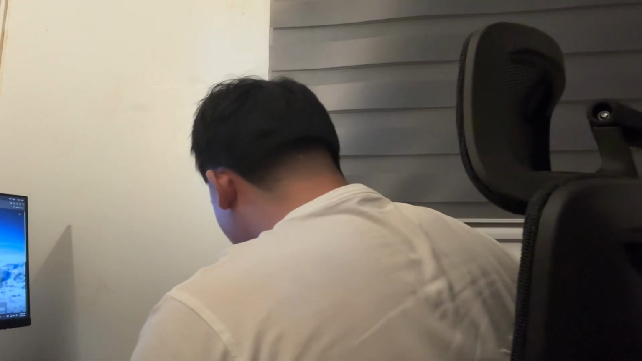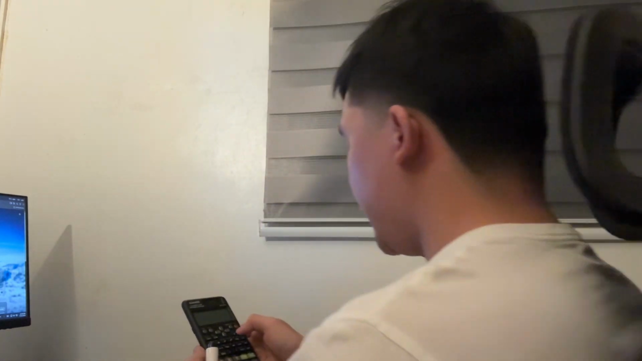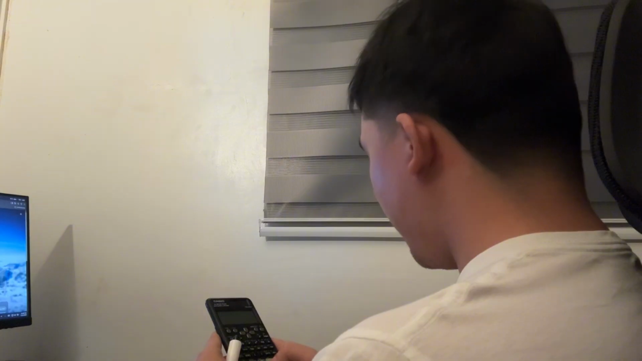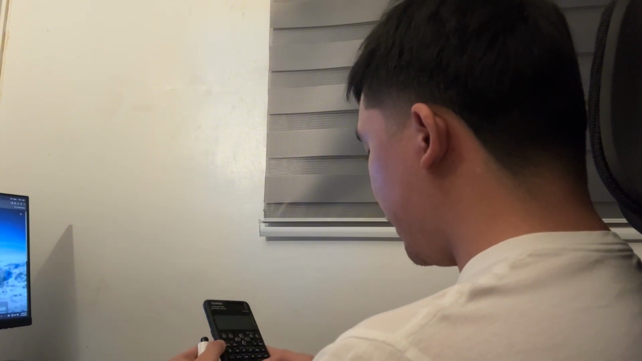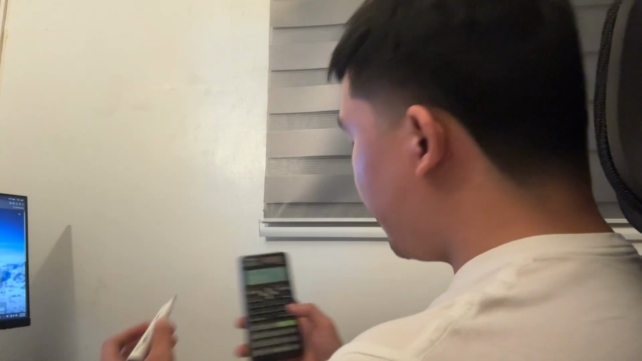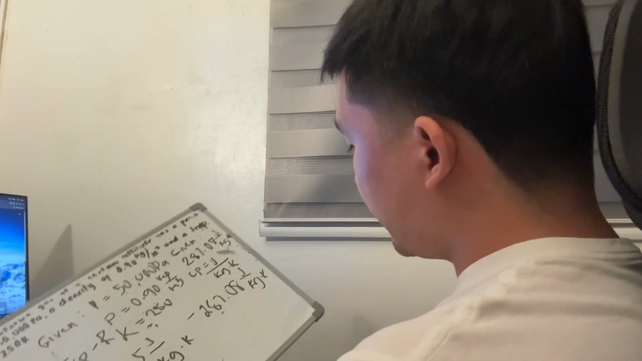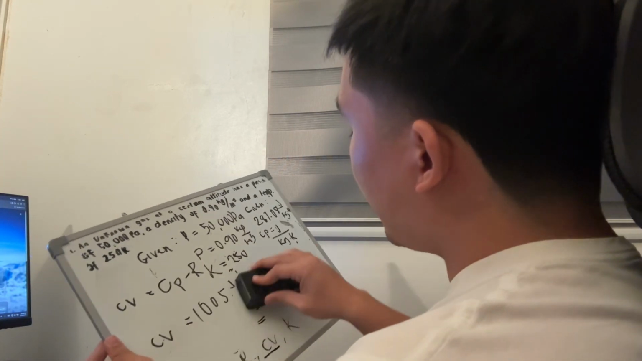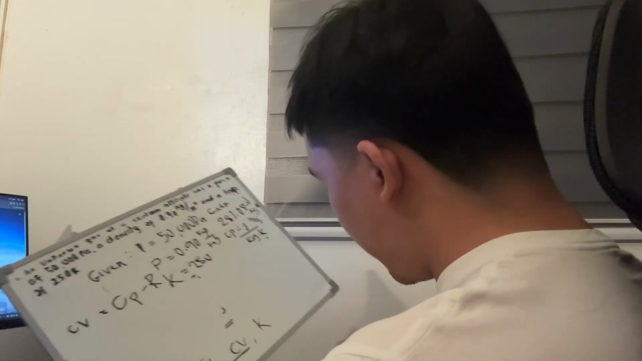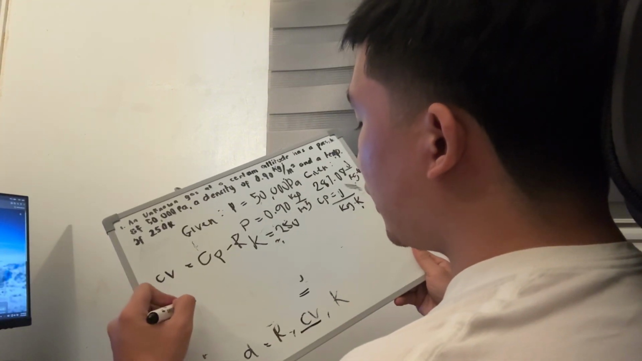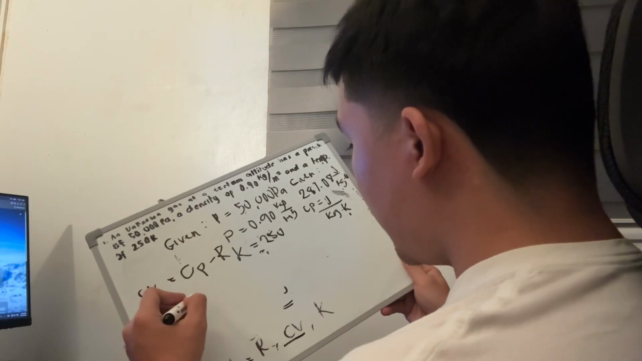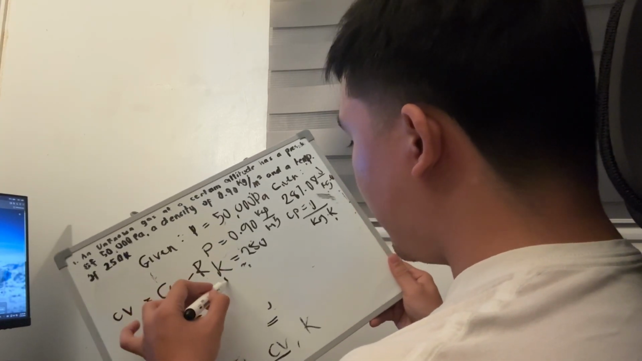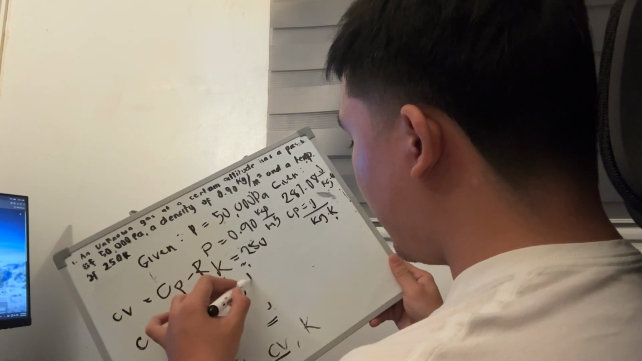So let's compute 1005 minus 287.08. So we have 717.92. For our unit analysis, we don't have to cancel anything since it's subtraction. So we have our Cv is equal to 712.92 J/kg/K.